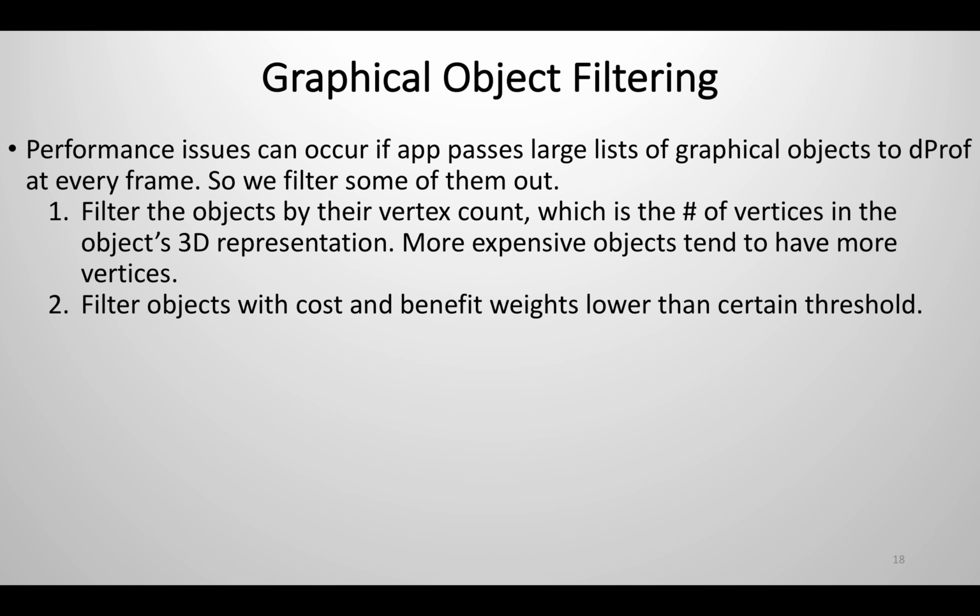We want to do more filtering because it might not always remove a large number of objects. So second, we'll filter objects based on the cost and benefit weights that we'll mention later on. And if they don't meet a certain threshold, we also drop those objects.